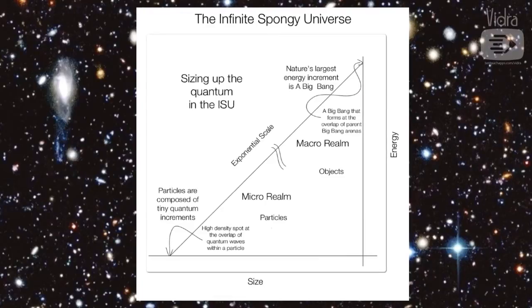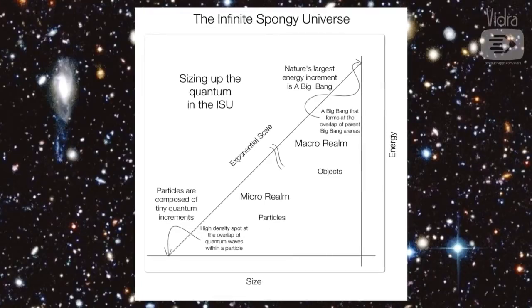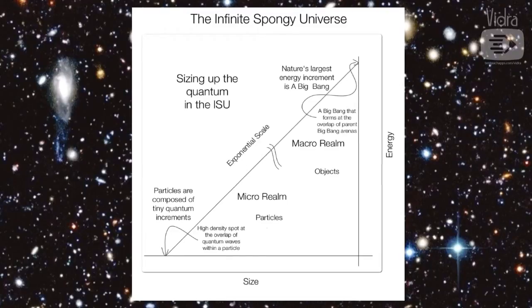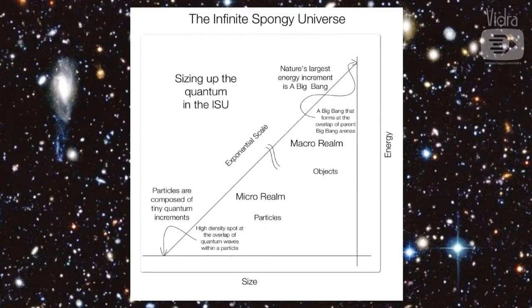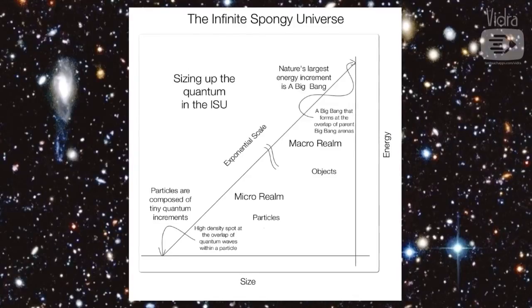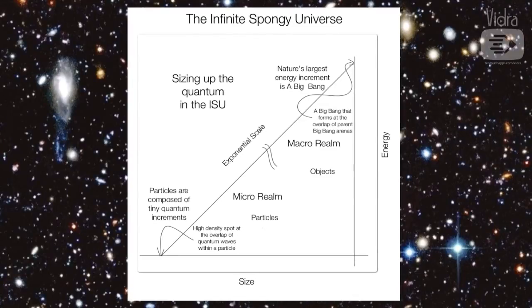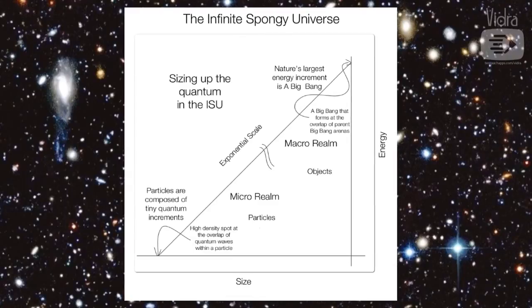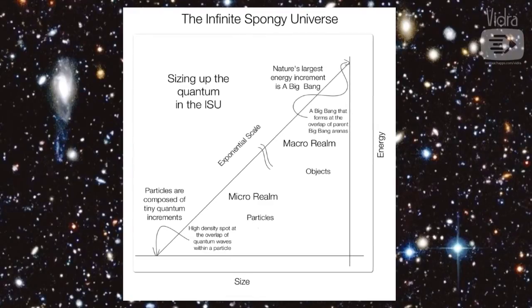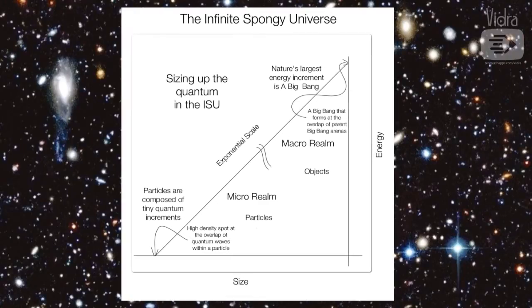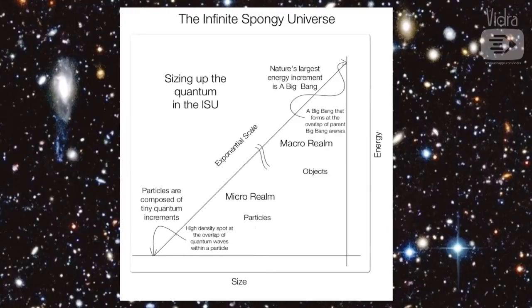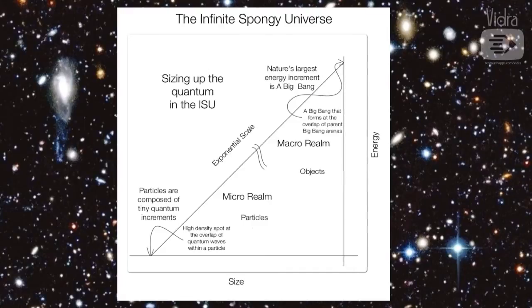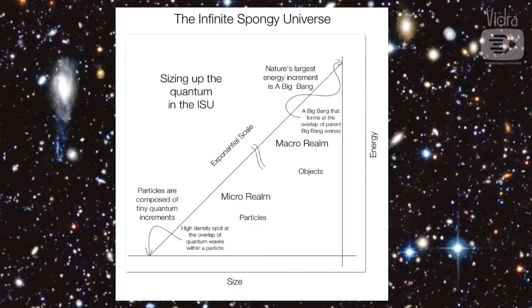At the tiny end of the scale, particles are composed of tiny quantum increments, momentary high-density spots that form at the overlap of quantum waves within a particle. At the large end of the scale, nature's largest energy increments are big crunches and their corresponding Big Bangs that come from the overlap of two or more parent Big Bang arena waves.